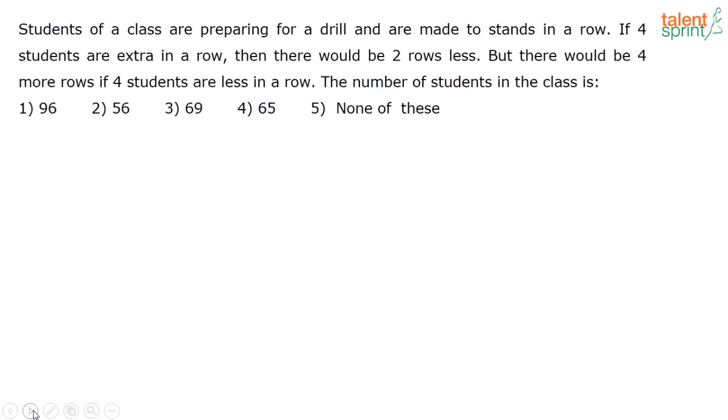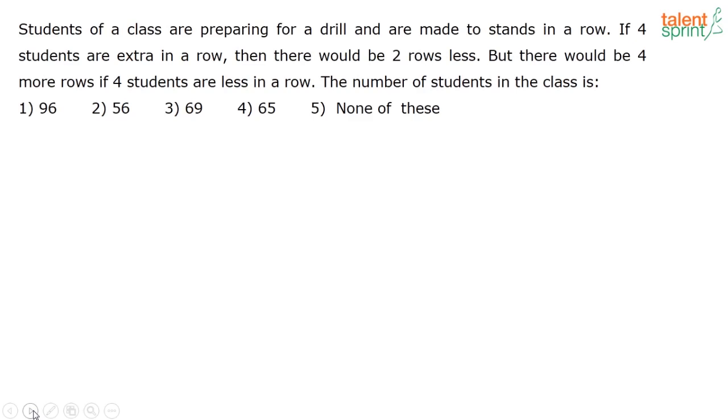The next question is as follows. Students of a class are preparing for a drill and are made to stand in a row. If 4 students are extra in a row, then there would be 2 rows less. But there would be 4 more rows if 4 students are less in a row. The number of students in the class is dash. So how do we solve this question? What is the answer for this question?